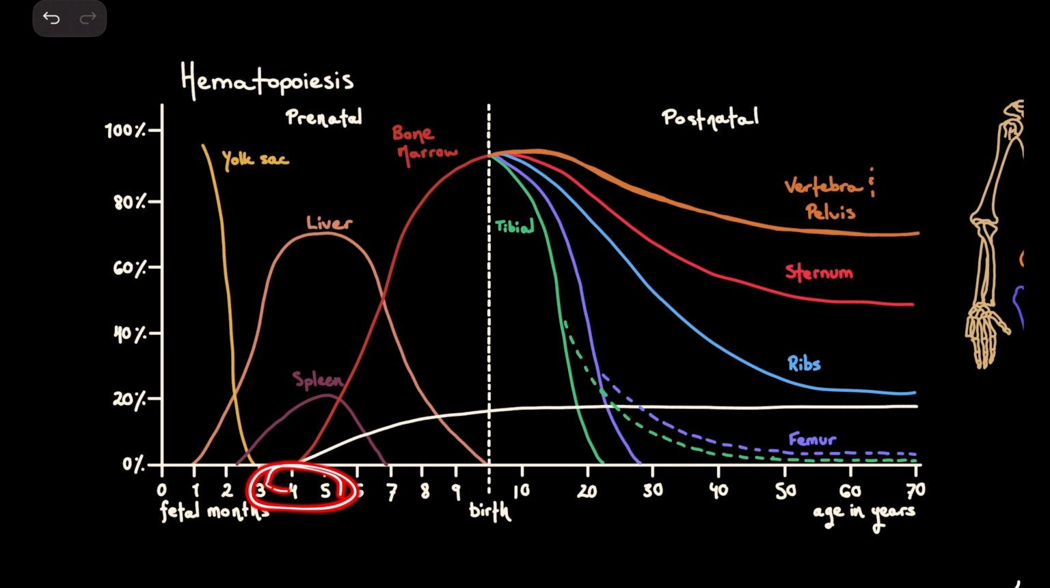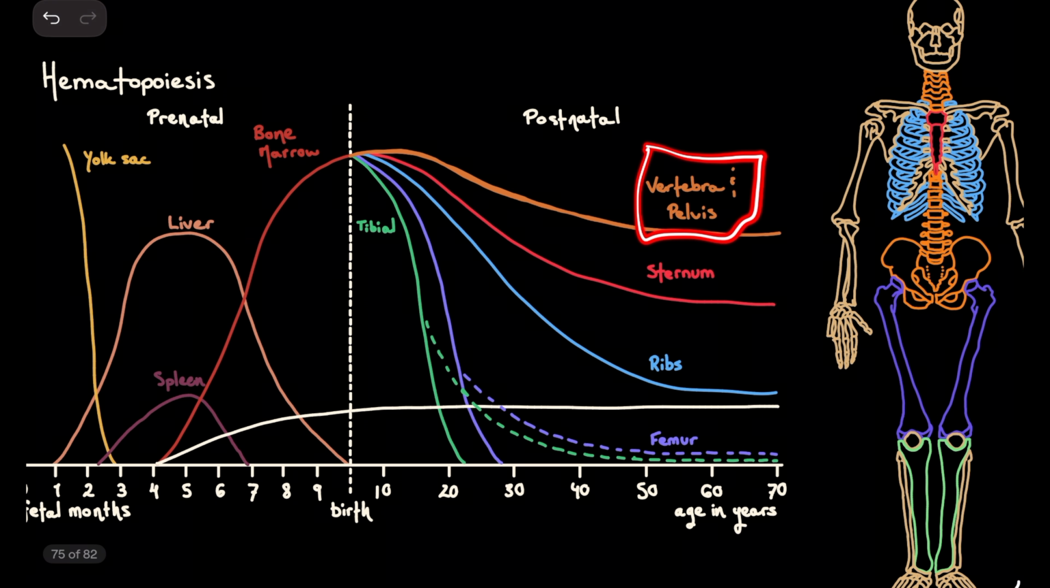Then we reach week 20 or so, and the clavicle and then the rest of the axial skeleton kick online, and now my bone marrow is running with the rest of hematopoiesis. Then we split up the bone marrow into the different regions, and we see that the vertebrae and pelvis are going to be kicking well past the age of 70. That is where I'm going to find blood-generating tissue.